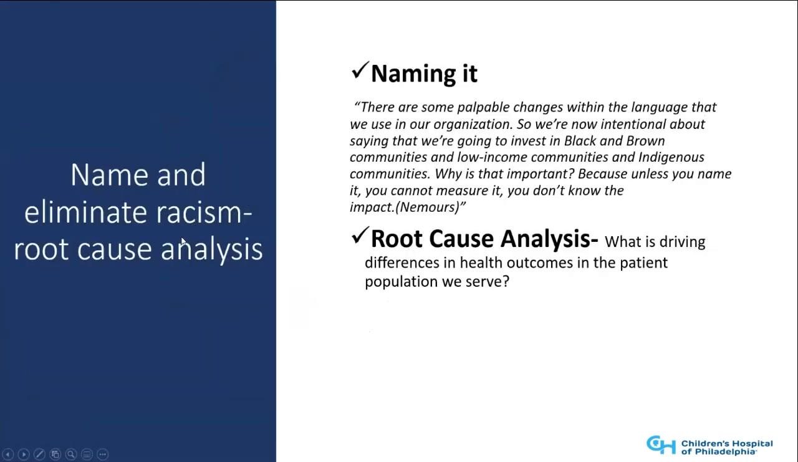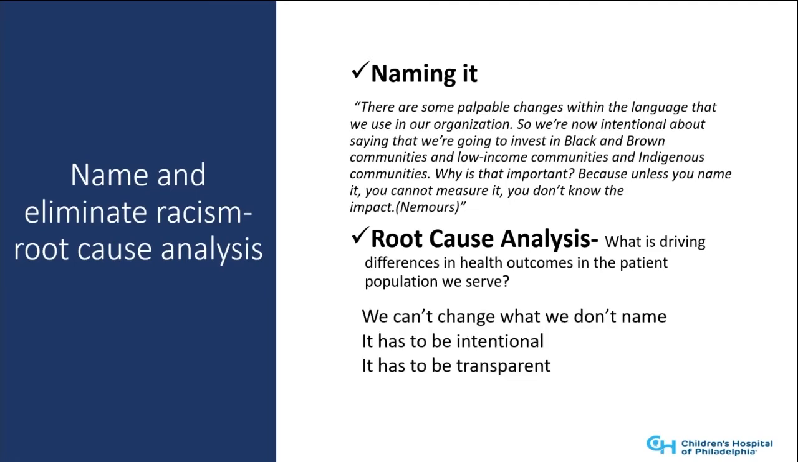So when we think about naming and eliminating racism, it's important for us to call it out. This is a statement from the Moores. There are some palpable changes within the language that we use in our organization. So we're now intentional about saying that we're going to invest in Black and Brown communities and low-income communities and Indigenous communities. Why is that important? Because unless you name it, you cannot measure it, you don't know the impact. So once you name it, you really need to do root cause analysis. What is driving differences in health outcomes in the patient population we serve? We can't change what we don't name. It has to be intentional and it has to be transparent.